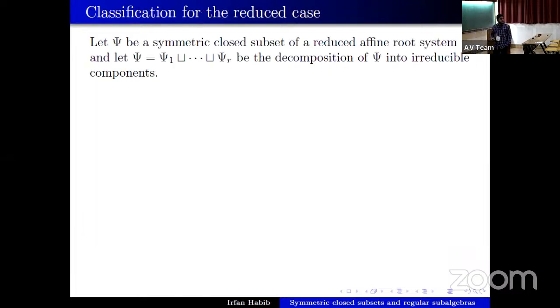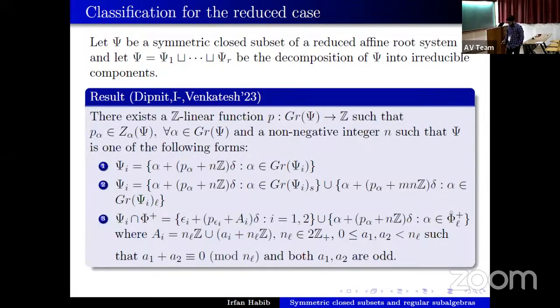Okay. So our classification starts with, well, the classification has been done for both reduced and non-reduced cases, but to avoid technical terms I'll not present the non-reduced case, though it's there. It's almost similar. So you start with a symmetric closed subset and decompose it into its irreducible components. It can be shown that each Xi_i is symmetric closed. So here is the first classification theorem.